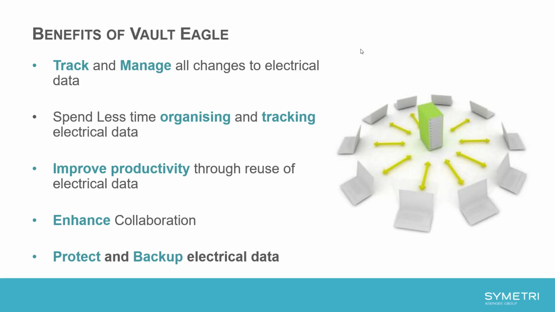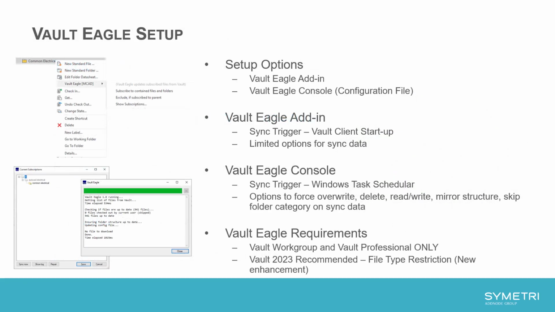Finally, with our common electrical data being stored in Vault, we have that data being backed up through the standard backup Vault procedures. For our Vault Eagle setup, we have two setup options. Our first option being our Vault Eagle add-in, which sits directly inside the Vault client. This setup method offers a nice UI interface for customers in which they can synchronize particular folders or files within Vault. Likewise, they can choose to exclude specific files or folders.